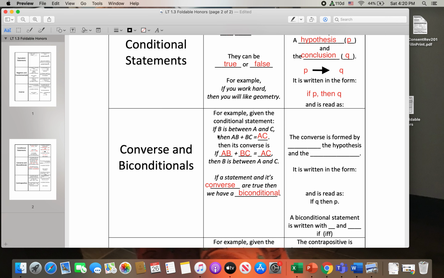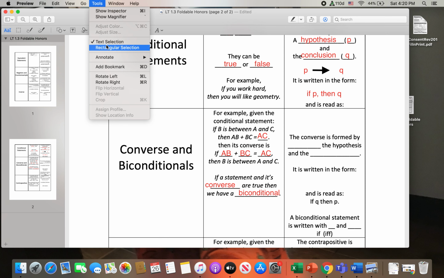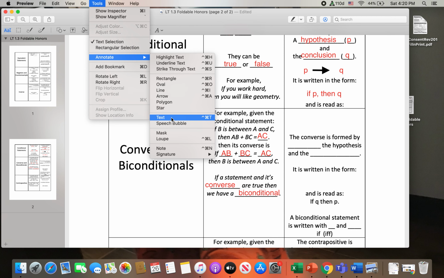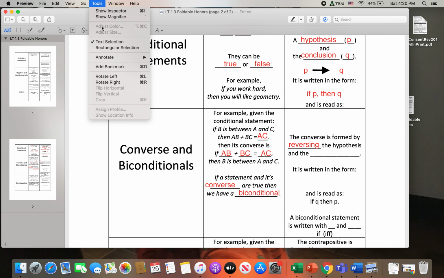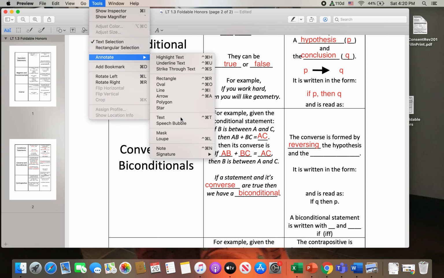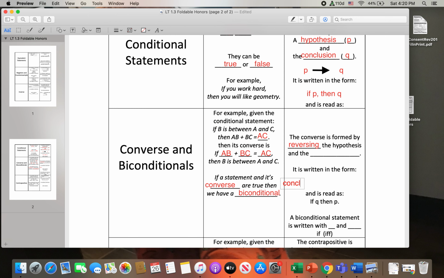The converse is formed by putting the first last and the last becomes first. So, reversing, didn't we? We reversed the hypothesis and, what's the last part, the Q part called? How about there? The conclusion, right? The end is the conclusion. C-O-N-C-L-U-S-I-O-N.